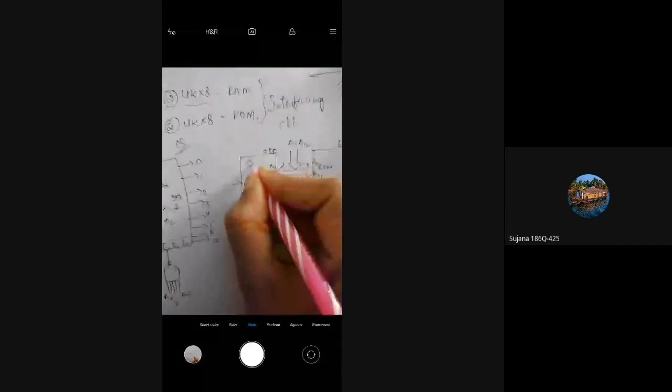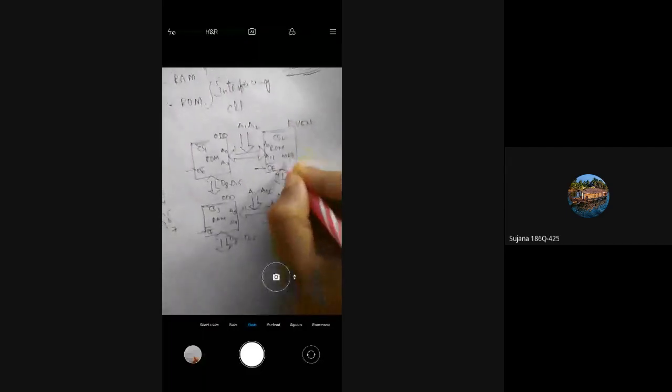Of these, 12 address lines are already used, and I have to connect them to this end, here and here. The remaining 4 will be used for CS signals. So here CS bar 1, CS bar 2, CS bar 3 and CS bar 4. The remaining lines will be connected to the CS bars. Okay, clear. So next I have the memory read and write pins.